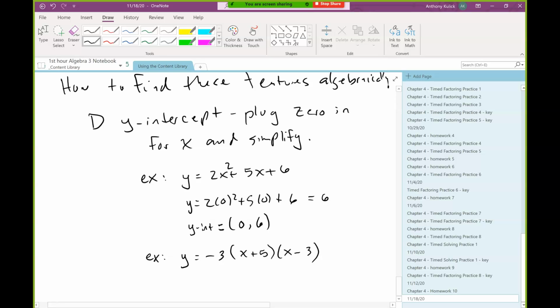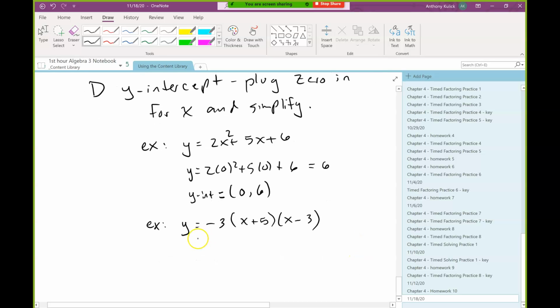If our quadratic was in intercept form, nothing really changes. We just plug 0 in for x. 5 plus 0 is 5. 0 minus 3 is negative 3. Negative 3 times 5 is negative 15. Negative 15 times negative 3 is positive 45. So our y-intercept is (0, 45).